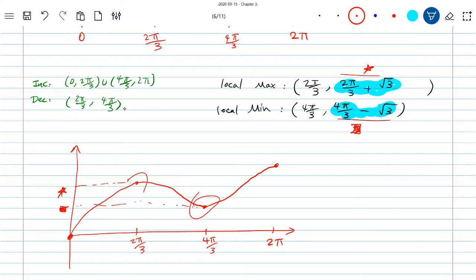You see here you have a local minimum and local maximum. The endpoints could be absolute max and absolute min, but you have to calculate their y values and compare which y value is larger, which y value is smaller. I didn't use a calculator to find the decimal values. I'm guessing that the endpoints are going to be larger.